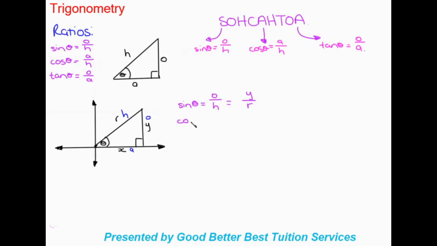Moving on, we move on to cos theta. Cos theta, we know that is equal to adjacent over hypotenuse. So now we'll go ahead and look for those values and substitute them in. Our adjacent is x, and our hypotenuse is r. Then we move on to tan theta, which is opposite over adjacent. Our opposite side is y, and our adjacent side is x. And that is how we apply sine, cos, and tan, finding those values, right?